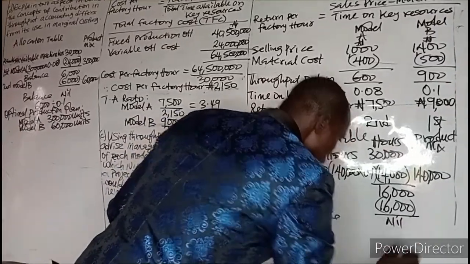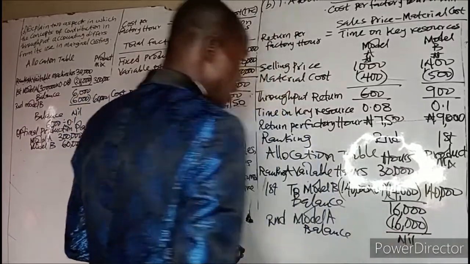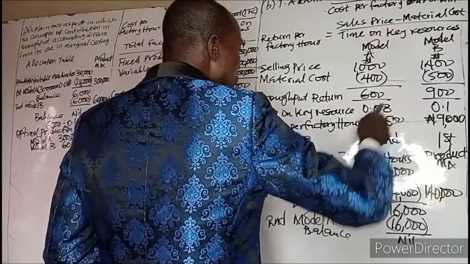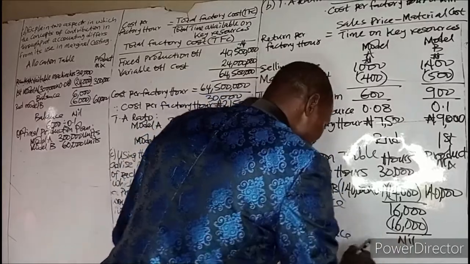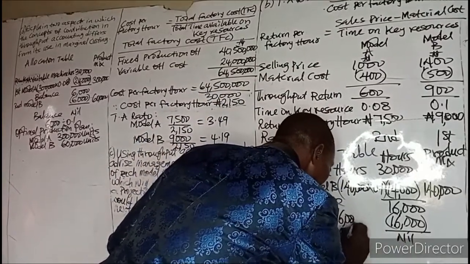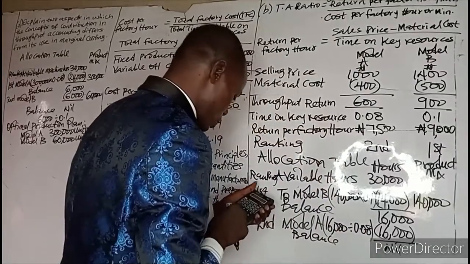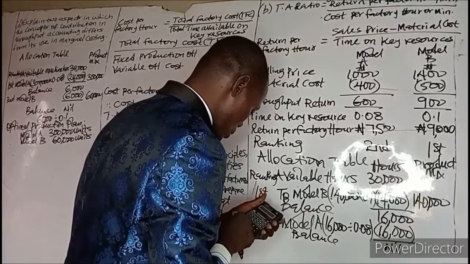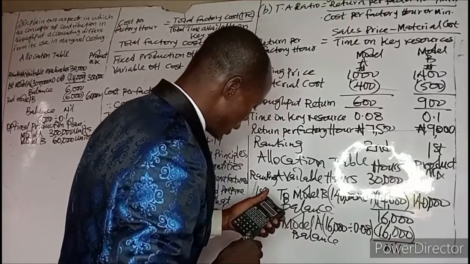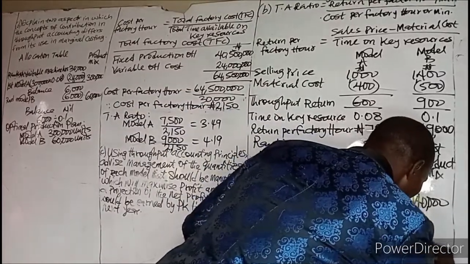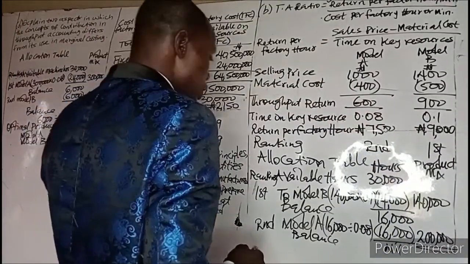If you allocate these 16,000 hours to model A and it takes 0.08 hours to produce a unit of model A, how many units will you produce with these 16,000? So we have 16,000 divided by 0.08, which is 200,000 units. That means you can only produce 200,000 units of model A.